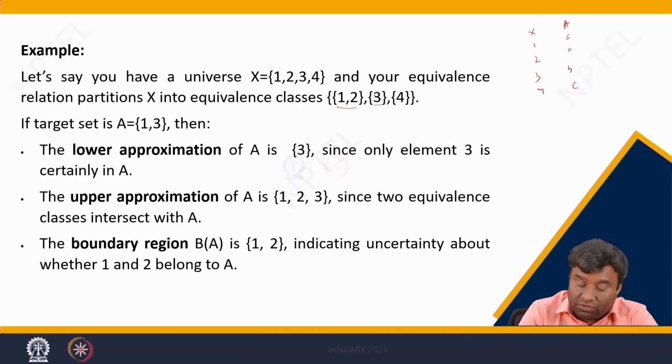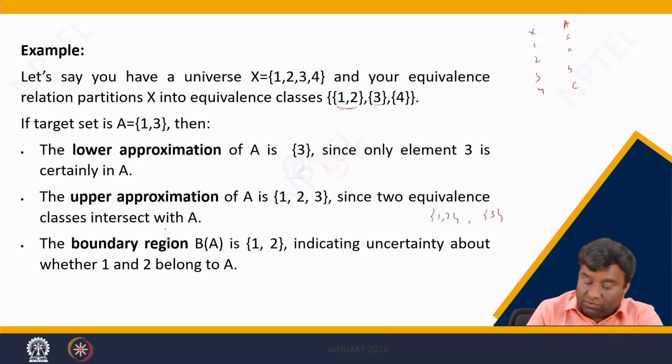Of 1 and 3, 3 is completely a subset of the target set. So lower approximation of A is {3}, since only 3 is certainly in A. Now the intersection of these classes with the target set is not empty for the two cases, {1, 2} and {3, 4}. So the upper approximation of A is {1, 2, 3}, since two equivalence classes, {1, 2} and {3}, intersect with A.